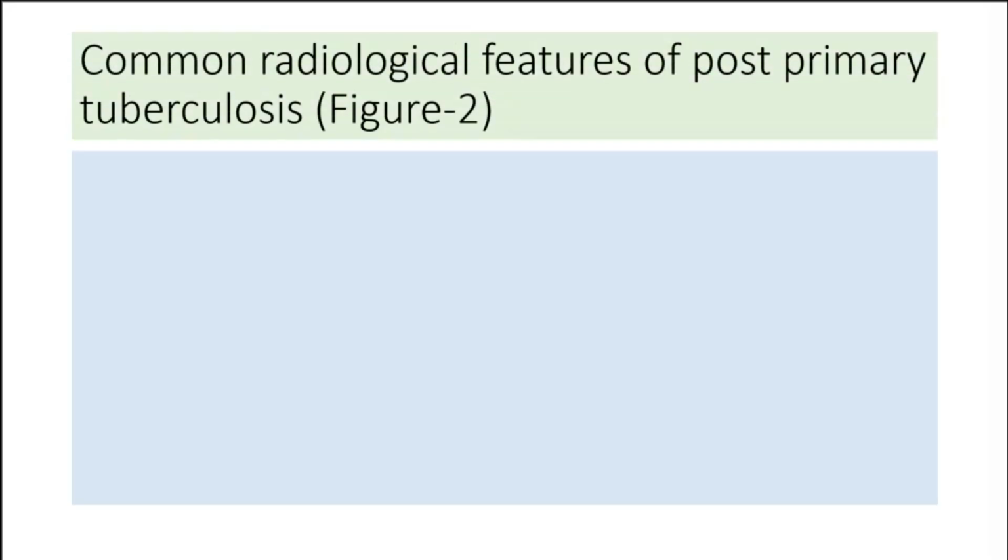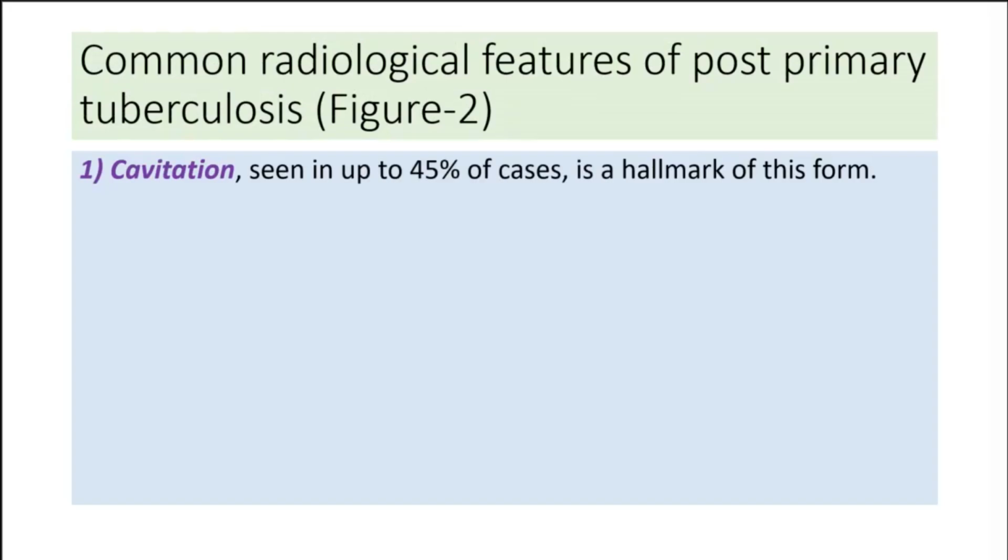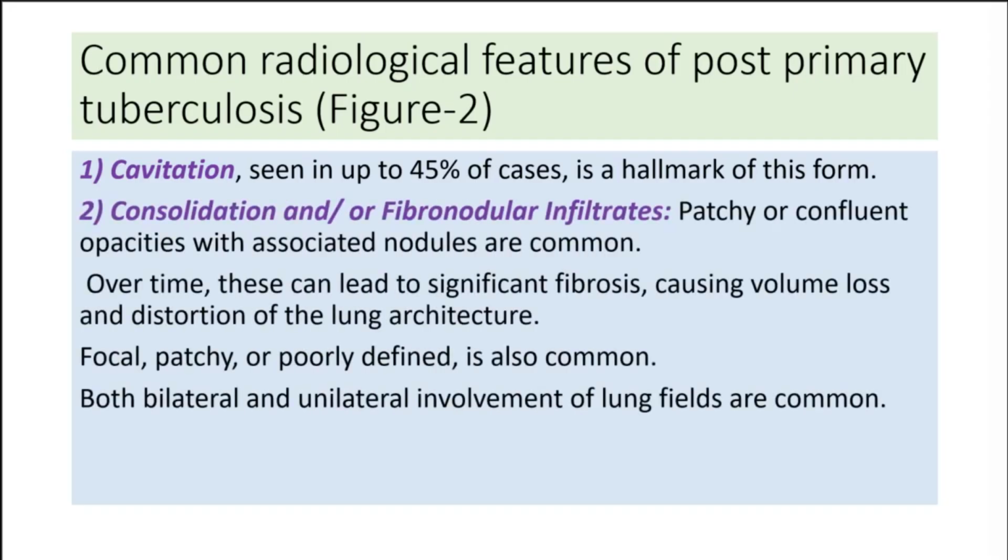Common radiological features of post-primary tuberculosis. Figure 2. 1. Cavitation, seen in up to 45% of cases, is a hallmark of this form. 2. Consolidation and/or fibronodular infiltrates, patchy or confluent opacities with associated nodules are common. Over time, these can lead to significant fibrosis, causing volume loss and distortion of the lung architecture. Focal, patchy, or poorly defined, is also common. Both bilateral and unilateral involvement of lung fields are common.